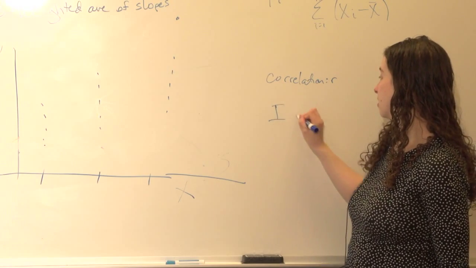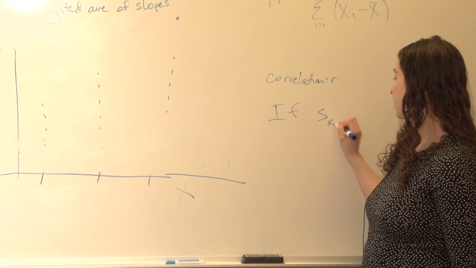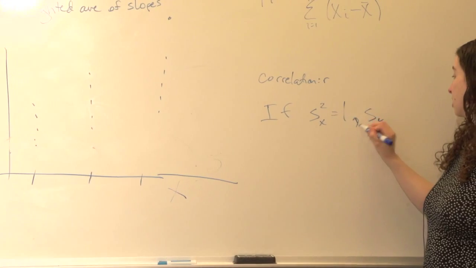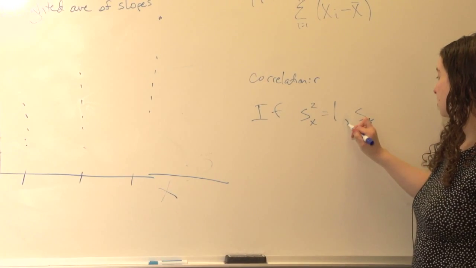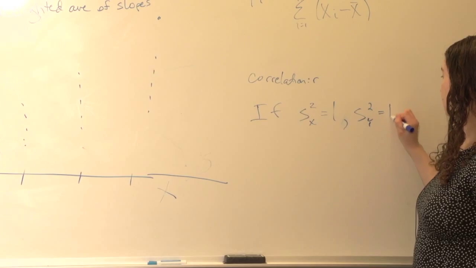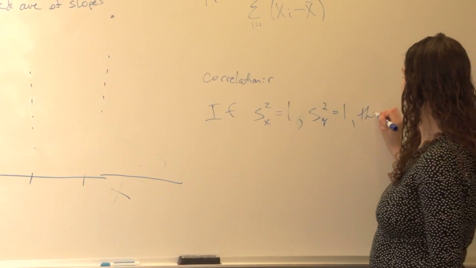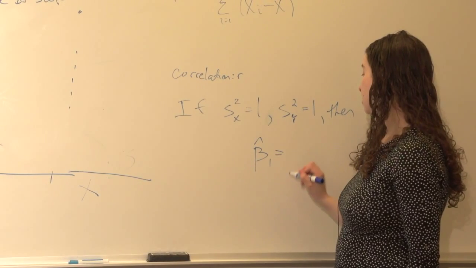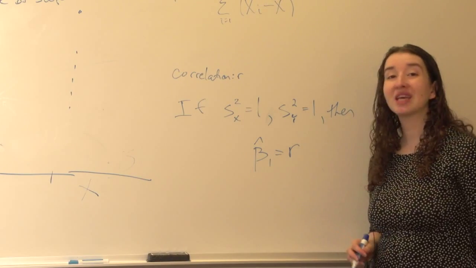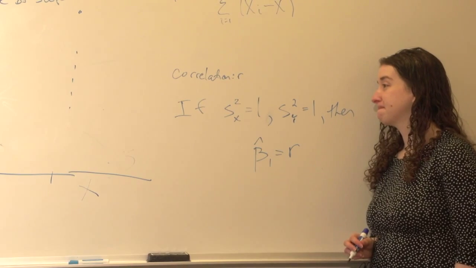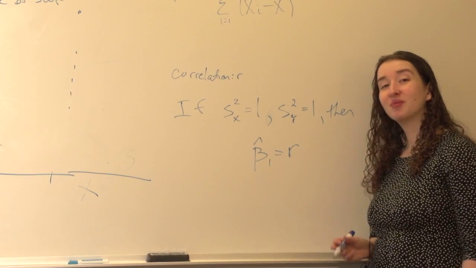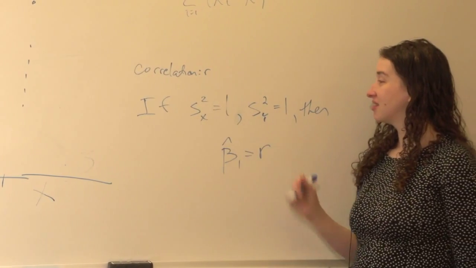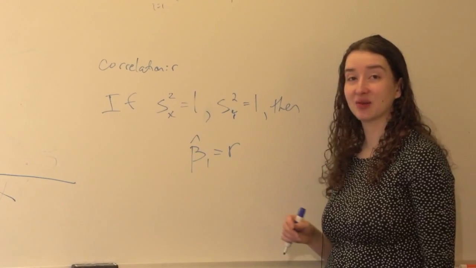Okay? So if the sample variance of the x's is equal to 1, and the sample variance of the y's is equal to 1, then my estimate of the slope is just the correlation. Slope is just correlation. Slope is correlation standardized, because typically our sample variances of x and y are not exactly equal to 1.